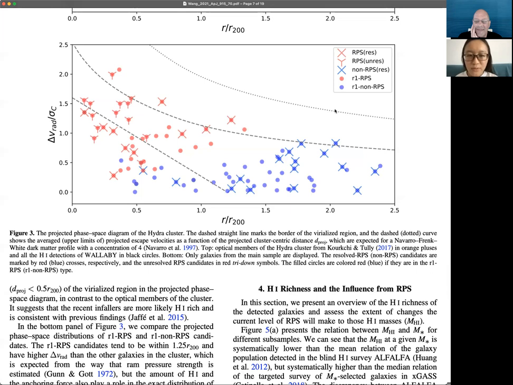We used a method to quantify the ram pressure stripping level in unresolved galaxies. And we show that for the resolved galaxies, the FFPS matches. And here we're going to see whether our identification of whether they are stripped by ram pressure or not is correct. So we compare those crosses with those dots. Those crosses or the Y symbols are the ram pressure stripping candidates identified from the images.